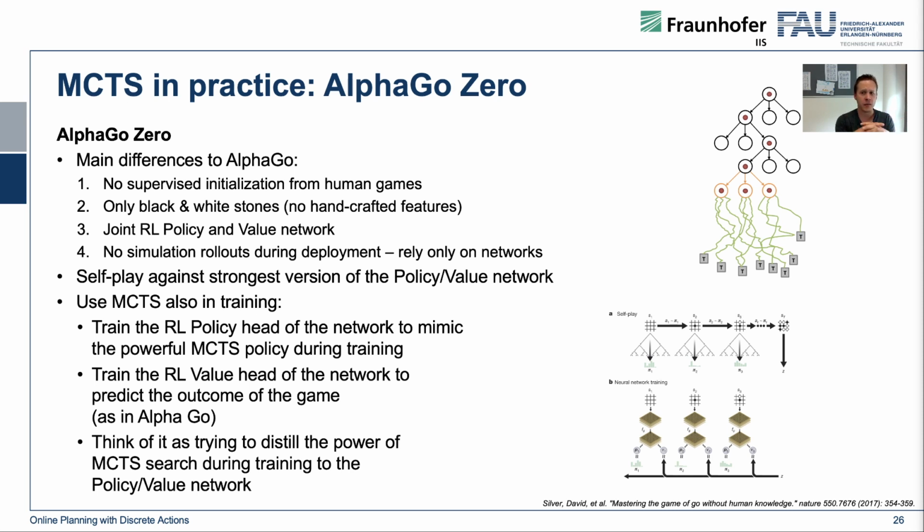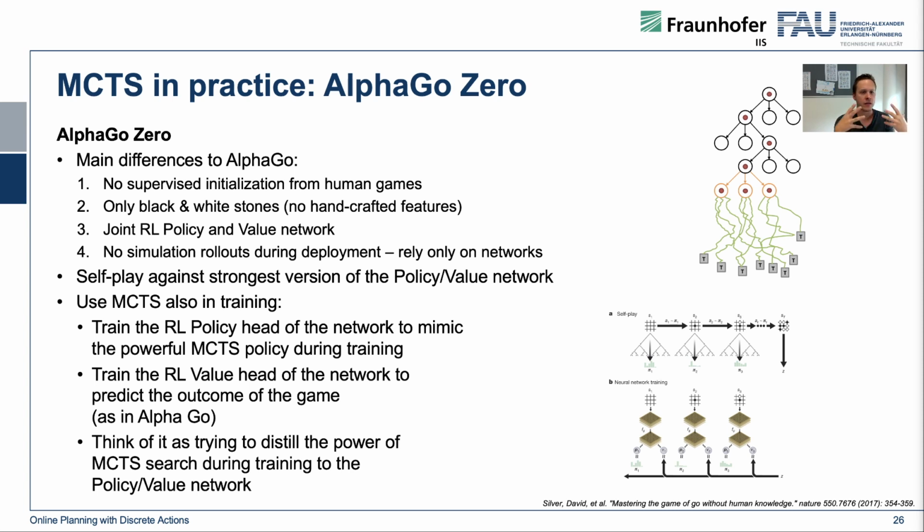There is only a single network instead of 2 separate policy and value networks. So there was the value network and RL policy network, and these were 2 distinct networks. However, they share a lot of information in the early layers. And what they did now is they just replaced it with a single network that has two heads, one for the policy and one for the value.